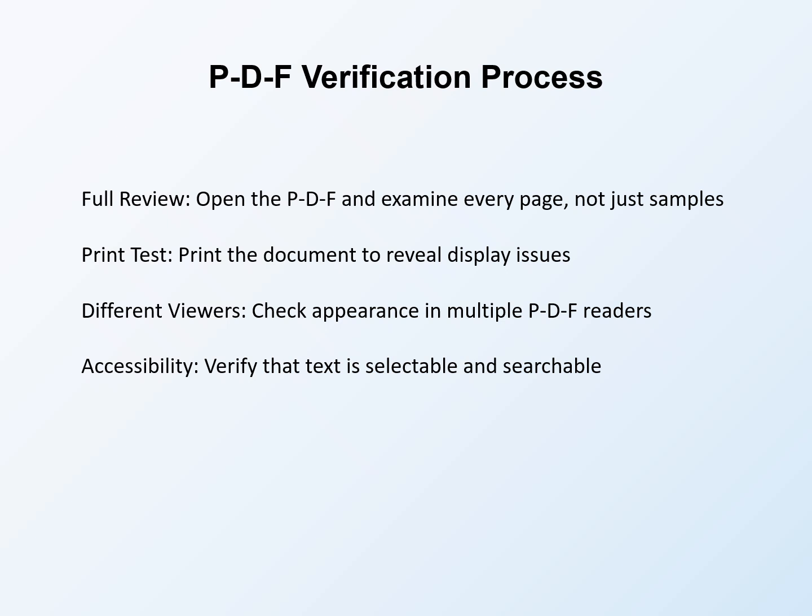Verify accessibility by confirming that text is selectable and searchable rather than rendered as images. Reviewers may want to copy text, search for terms, or use accessibility tools. If your PDF consists of scanned images rather than actual text, these functions will not work. Ensure your PDF is text-based and that all text is properly recognized.